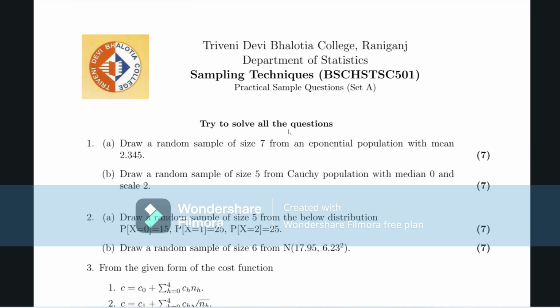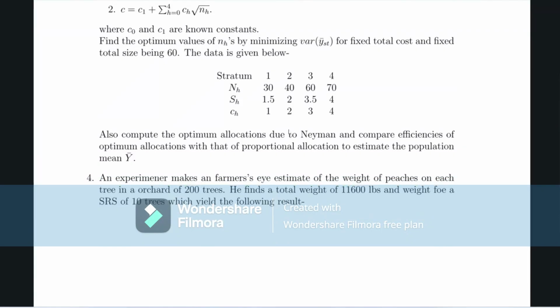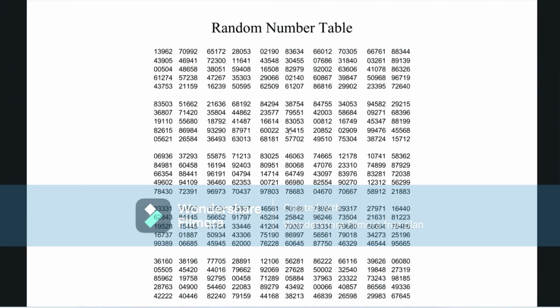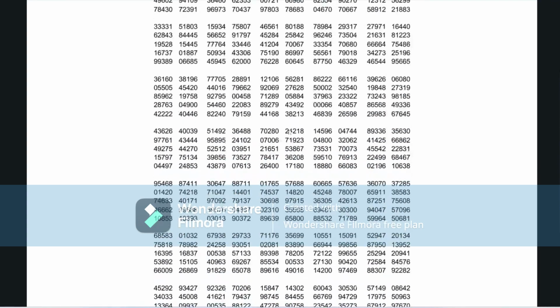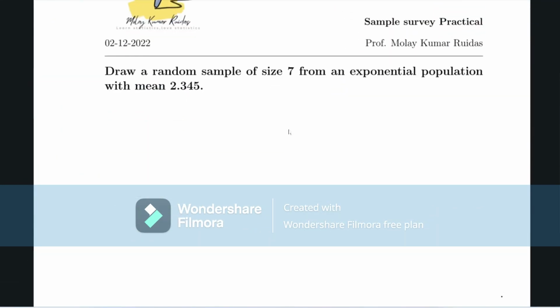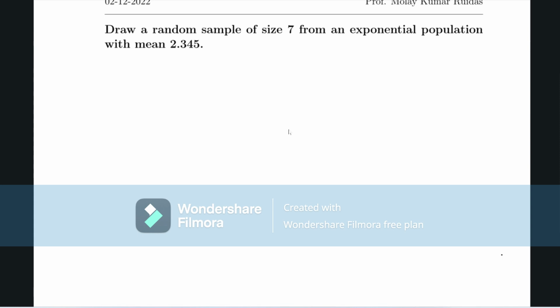Come to the first problem. Here, what is the question? Here we have to draw a random sample of size 7 from an exponential distribution, whose mean is 2.35. So for the first problem, what I have to do, this is the random number table. We have to draw random numbers using this random number table. In the exam hall you will be provided with this random number table. So come to the first problem.